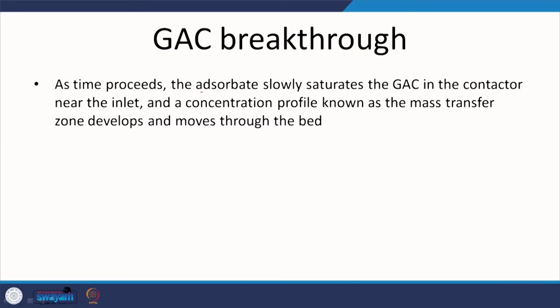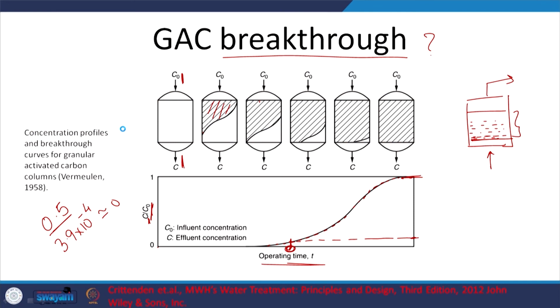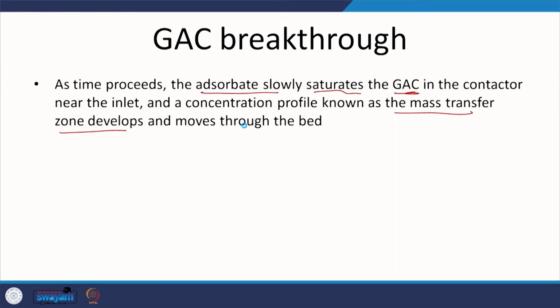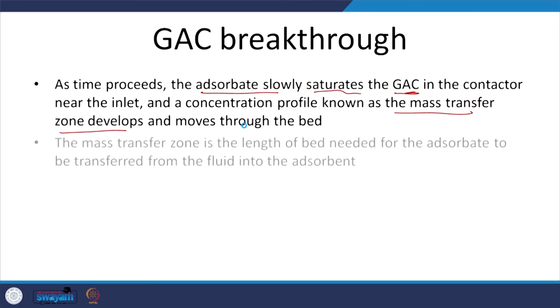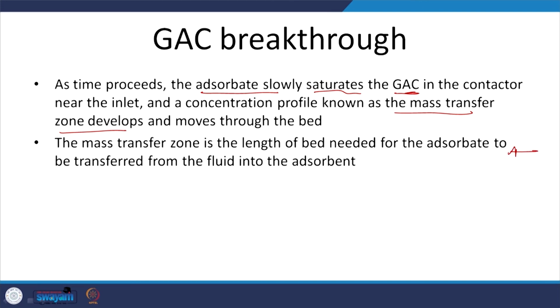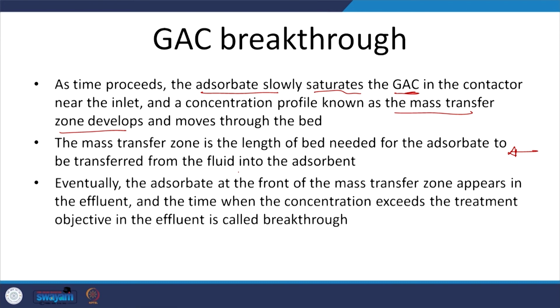So, as time proceeds, adsorbate slowly saturates or exhausts the GAC, and a concentration profile known as the mass transfer zone develops. We looked at the mass transfer zone, right, and it moves through the bed, right. The mass transfer zone is the length of the bed needed for the adsorbate to be transferred from the fluid into the adsorbent. So, this is something to keep in mind. And eventually, though, what is going to happen?